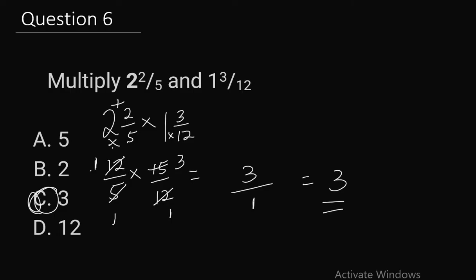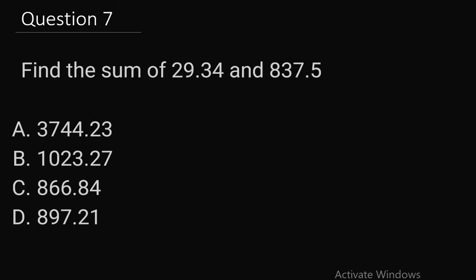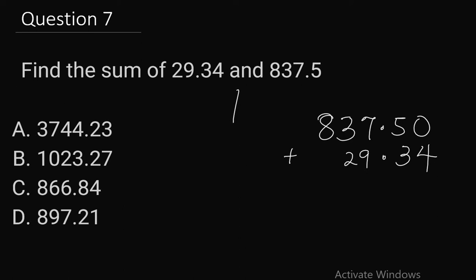Question number 7. This question says, find the sum of 29.34 and 837.5. This is a decimal question. Okay, so I'm going to advise you to always write the bigger number first. So the bigger number here is 837.5 plus the smaller number, 29.34. You can fill the empty spaces with zeros so you don't get confused.